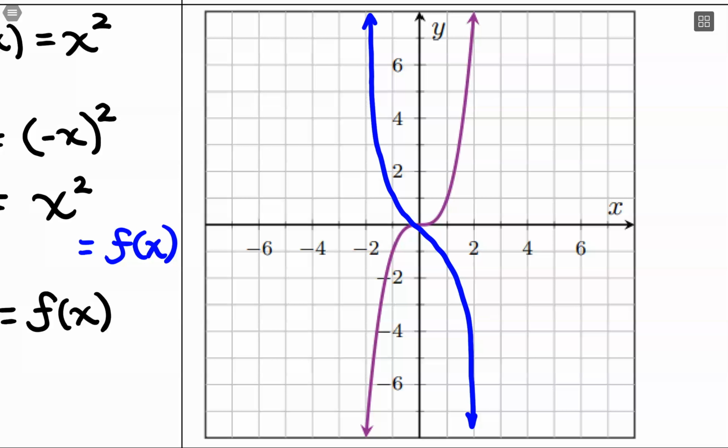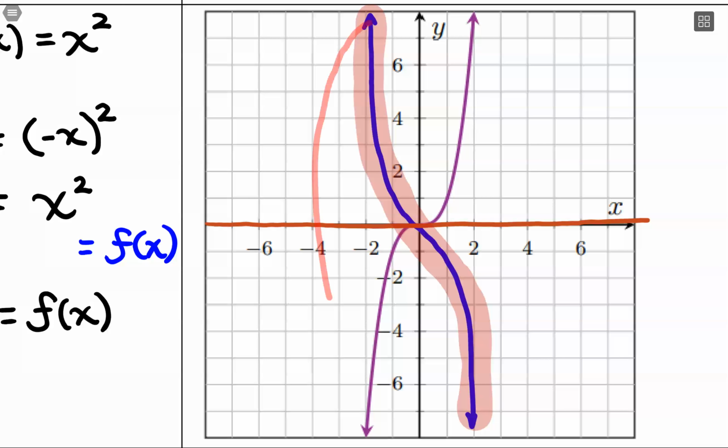But now what happens if I reflect my new blue graph over the x-axis? I'm going to load up this blue graph with a bunch of paint, and then I'm going to fold it over that x-axis. What would happen is these points would start mapping to that original graph that we started with.